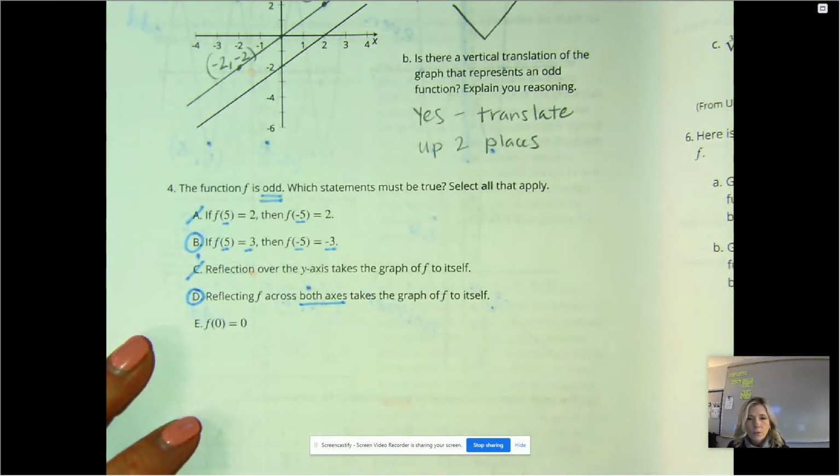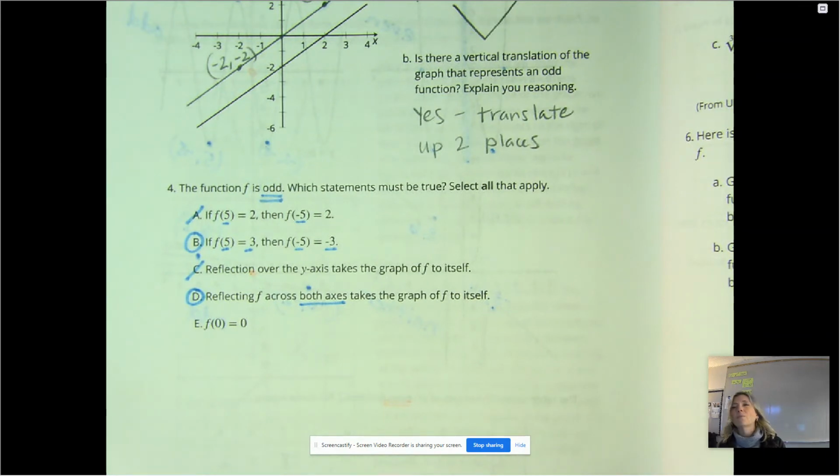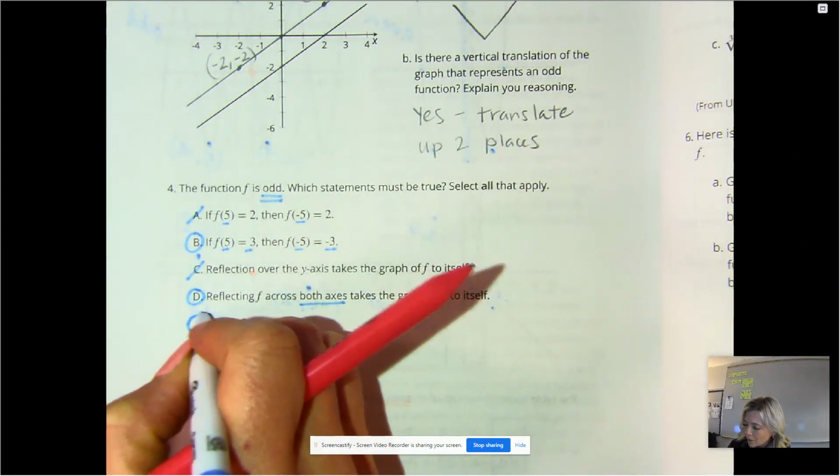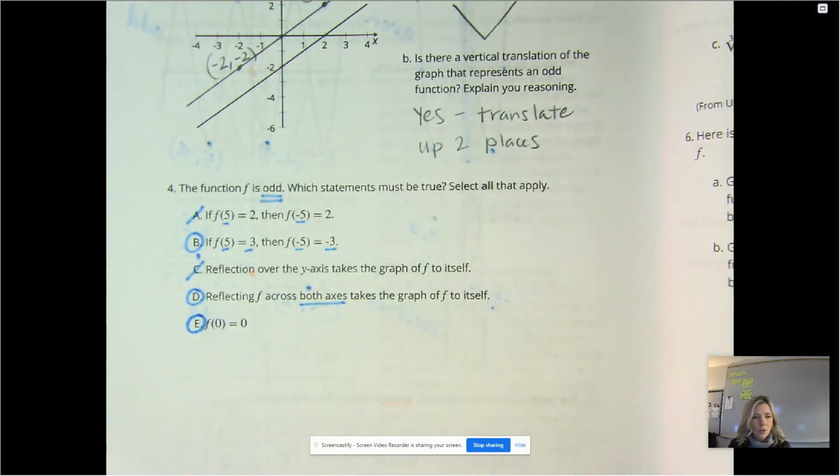So if we reflect over the x-axis, our y's change to the opposite sign, and then we reflect over the y-axis, our x's change to the opposite sign. So we will have opposite inputs have opposite outputs. And then finally for E, this is actually a property of odd functions, is that it does go through 0, 0. So f of 0 is equal to 0. So that one's true as well.